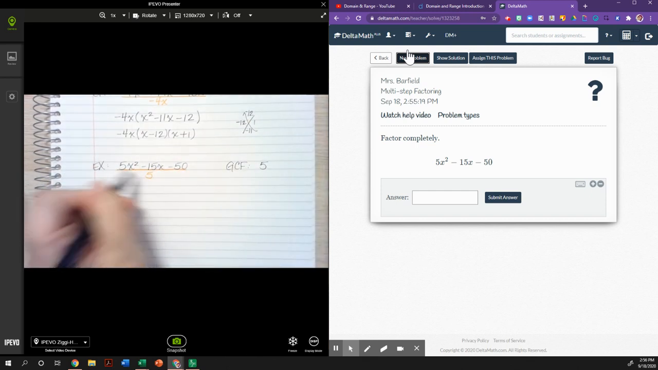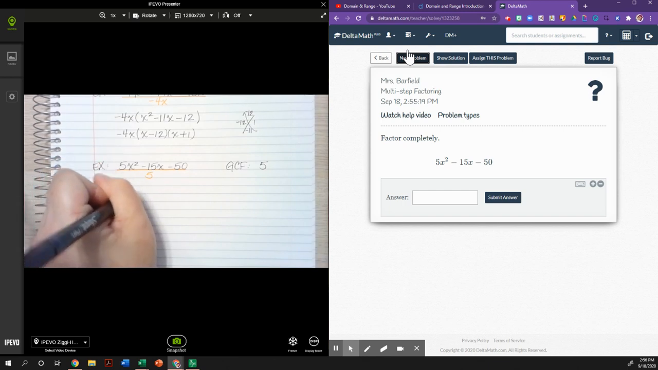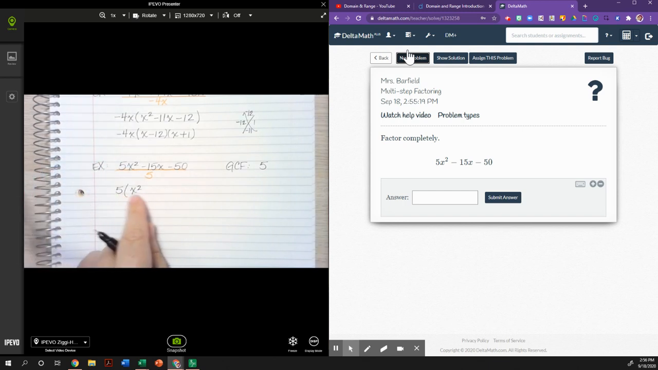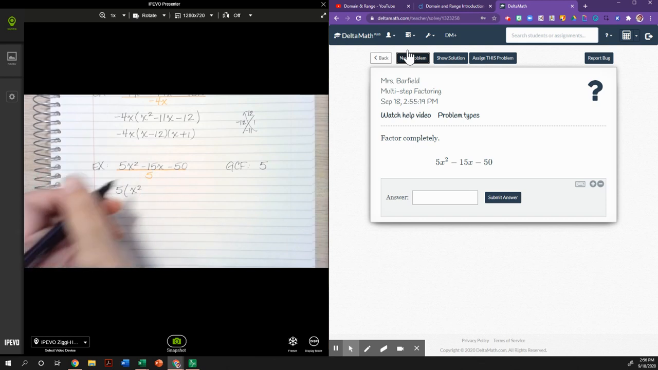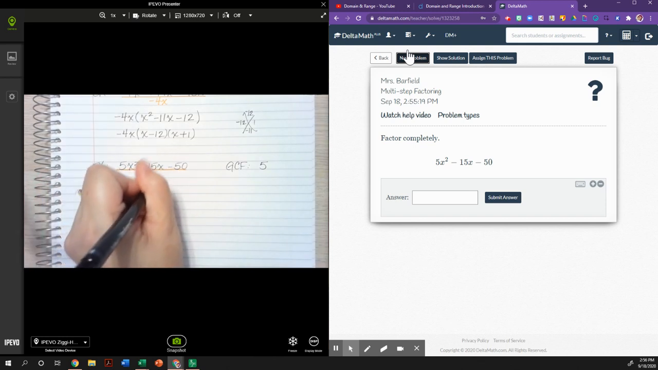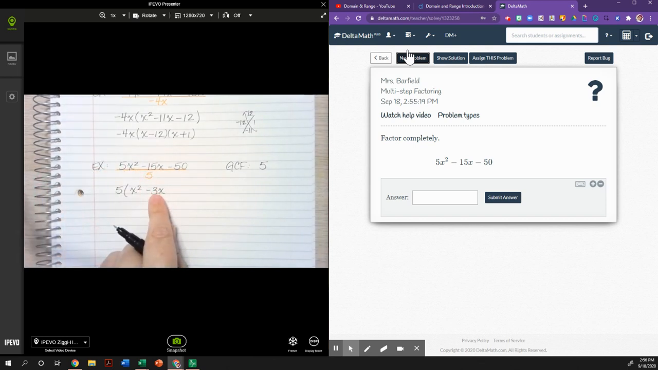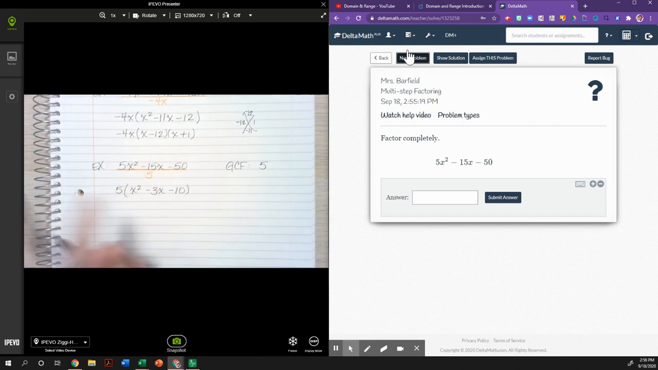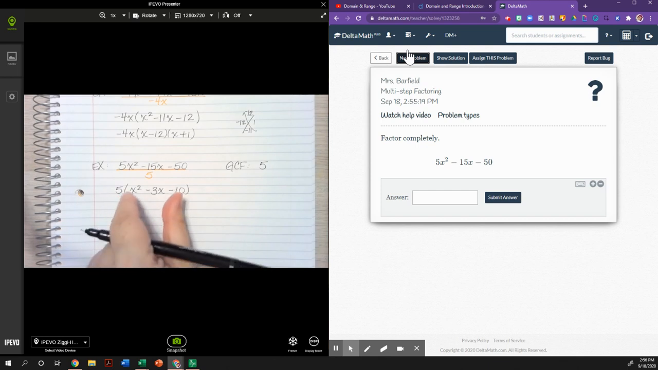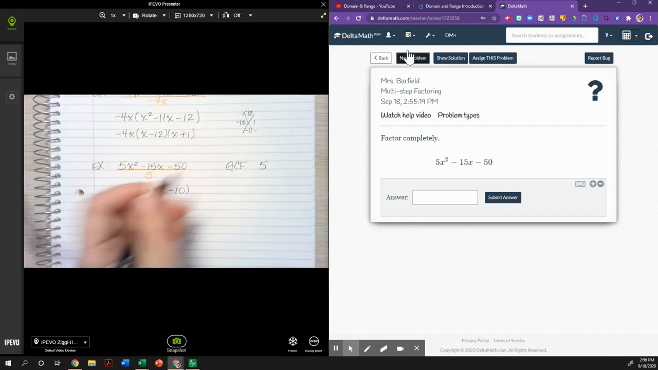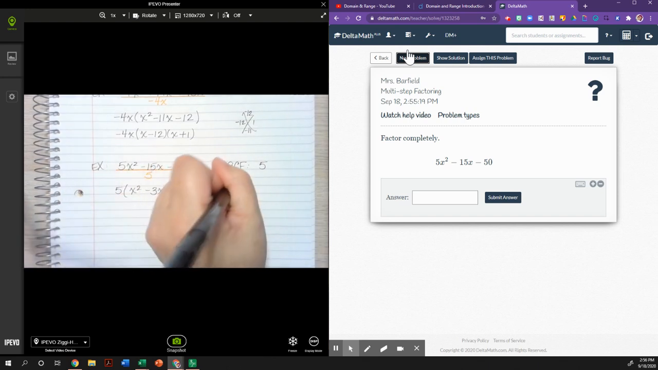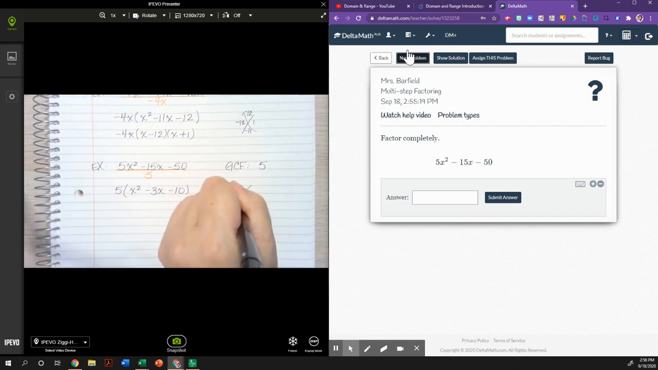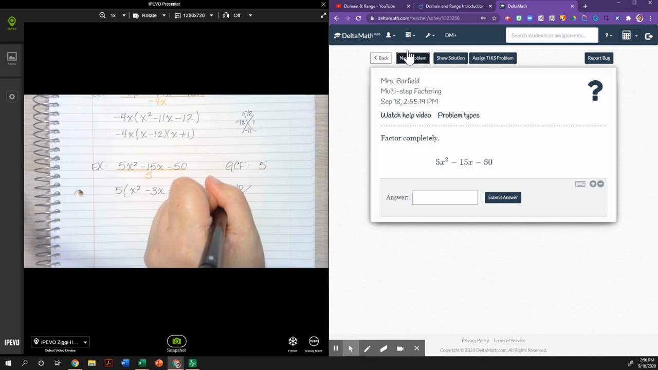So 5x squared divided by 5, well, that's just x squared. Negative 15 divided by 5 is negative 3. Bring the x down. Negative 50 divided by 5, negative 10. Okay? And again, factoring completely means I need to attempt to factor this again. So negative 10 on top, negative 3 on the bottom. So that's going to be negative 5 and 2.